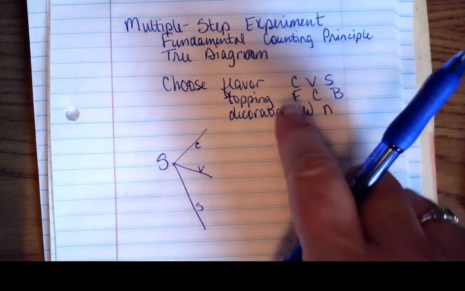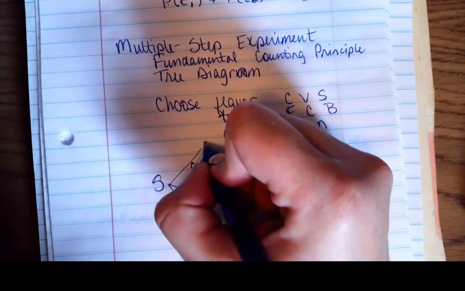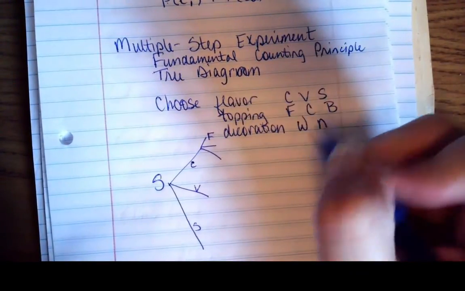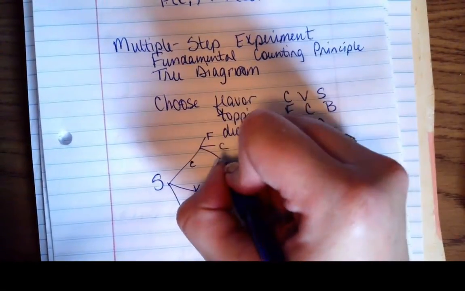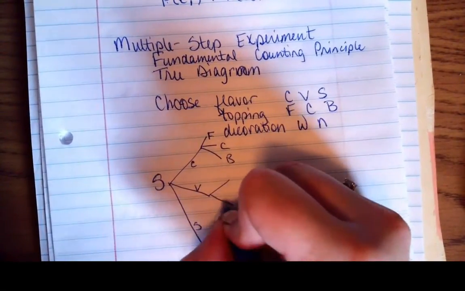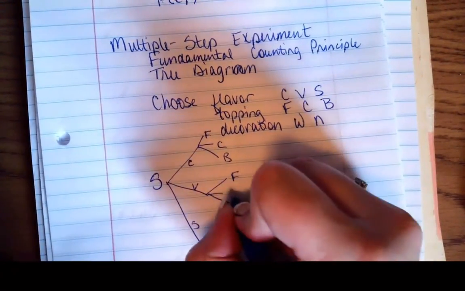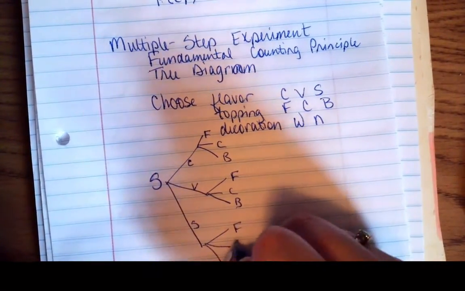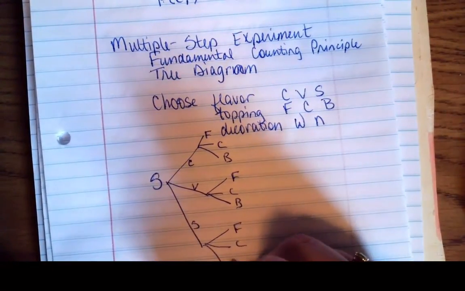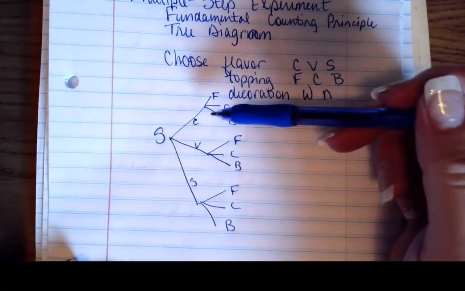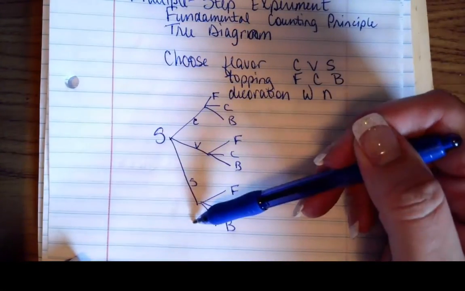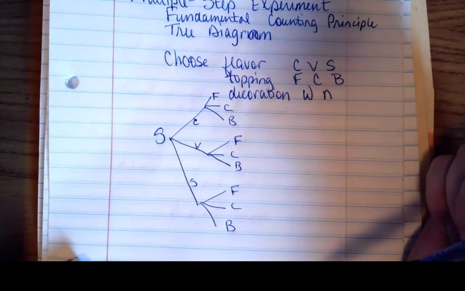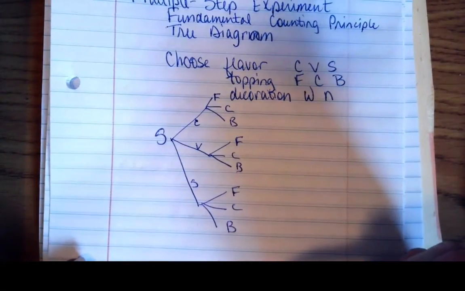From there, I can choose 3 toppings. So if I choose chocolate, I can have fudge, caramel, or butterscotch. And for each of the other flavors, I can also have fudge, caramel, or butterscotch. You'll notice that I've now gone from 3 options to 3, 6, 9.